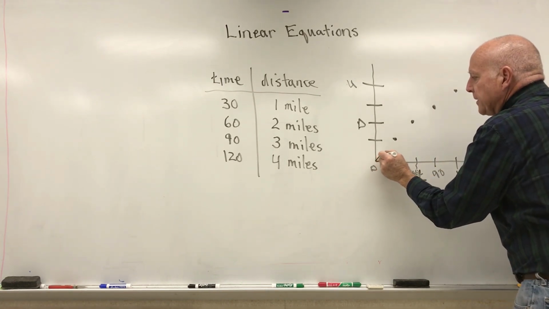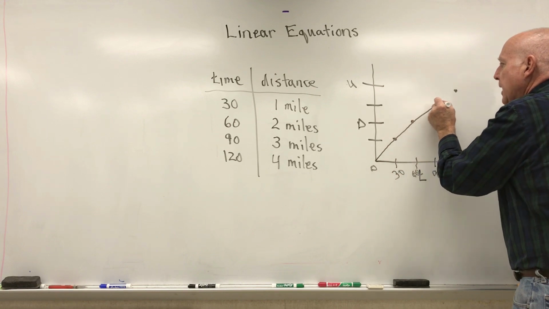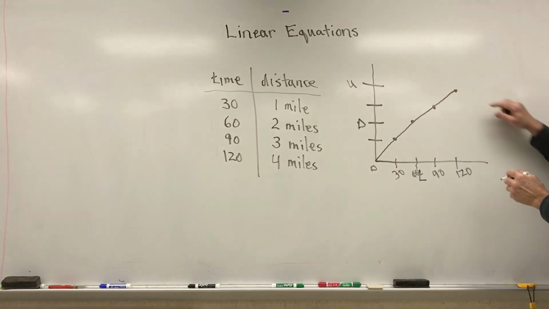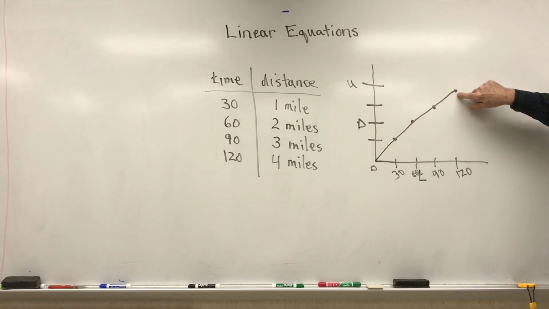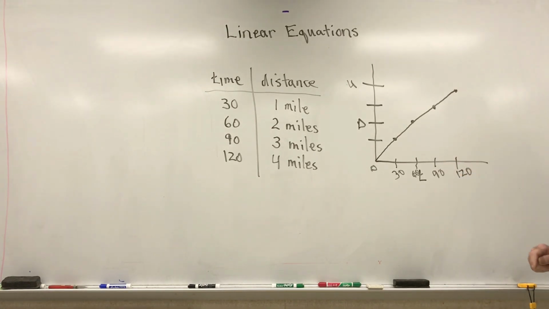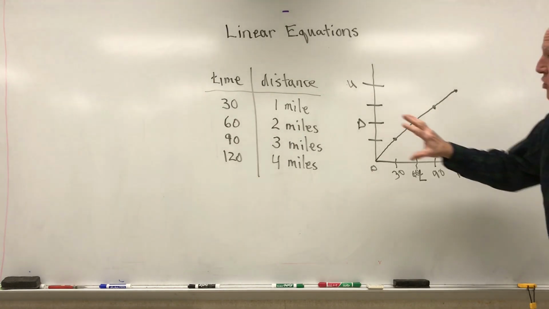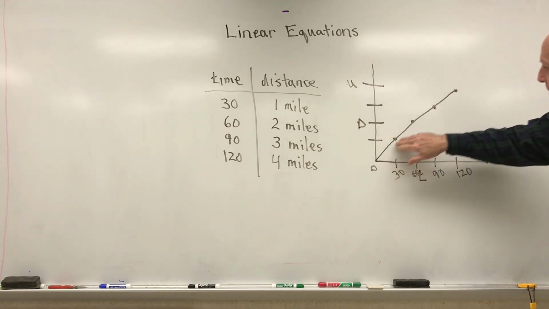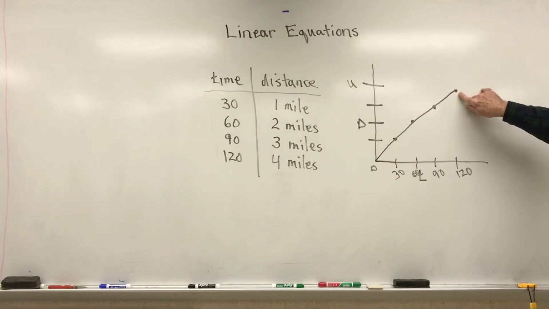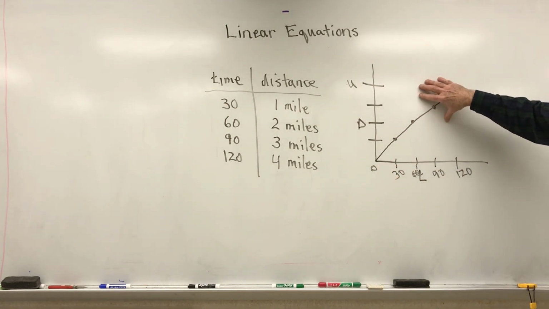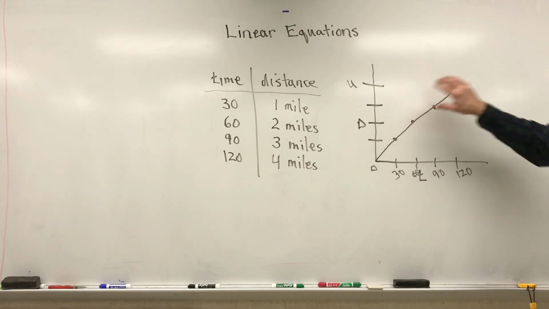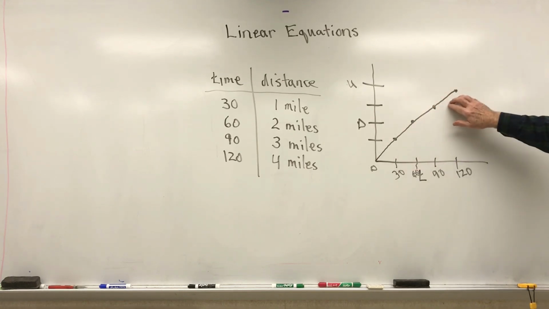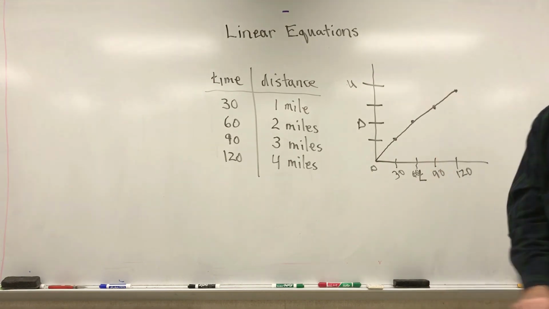If I was graphing this, I'd graph it as a straight line that ends at 120 minutes. That line does not continue because that's as far as the data set went. So when you're looking at graphing data, you want to graph just the data points you're given and graph it so that it ends at the last data point. When I look at this, I can say, yes, this is a linear equation. It's an equation that draws a straight line.